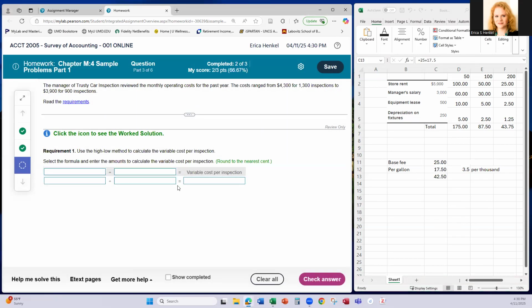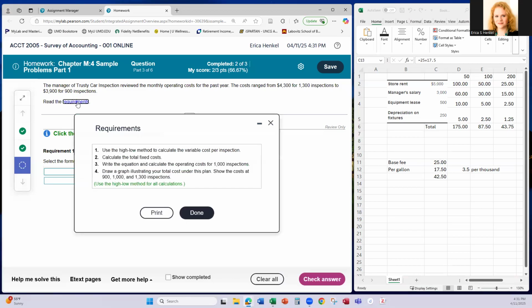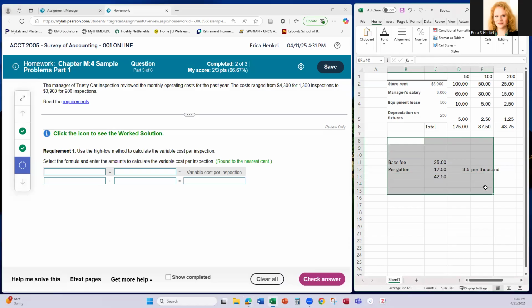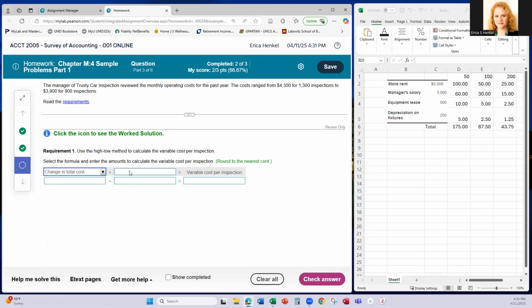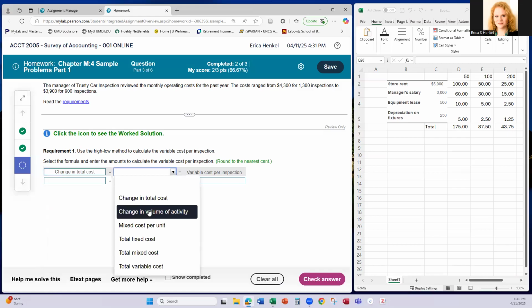All right, and then for problem number 3 here, we've got Trustee Car Inspection, and they are reviewing their monthly operating costs. Their costs range from $4,300 for 1,300 inspections to $3,900 for 900 inspections. So they have a range in costs here. Now, we're going to be using what is called the high-low method in order to calculate the cost per inspection. The formula for that is the change in total cost divided by the change in volume of activity.